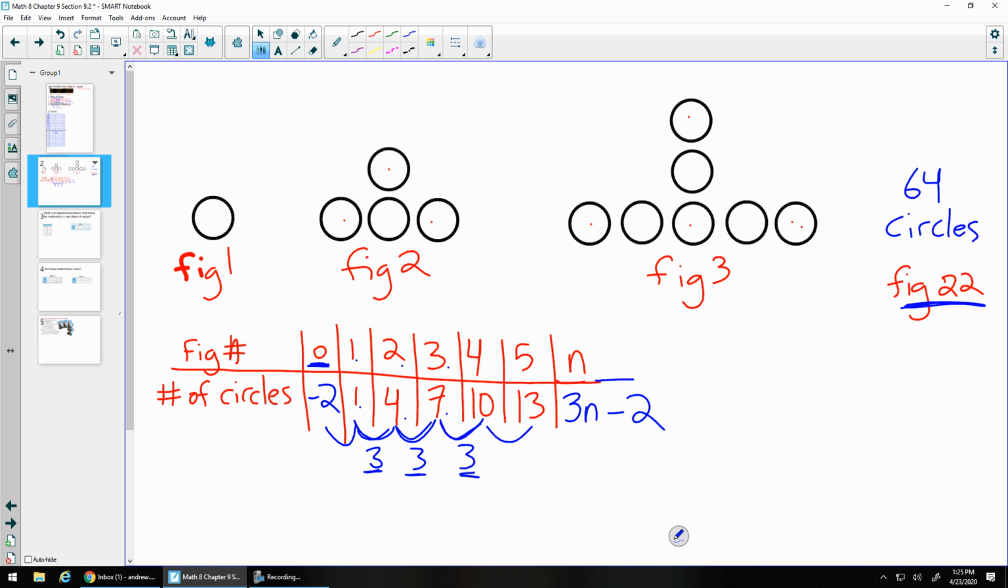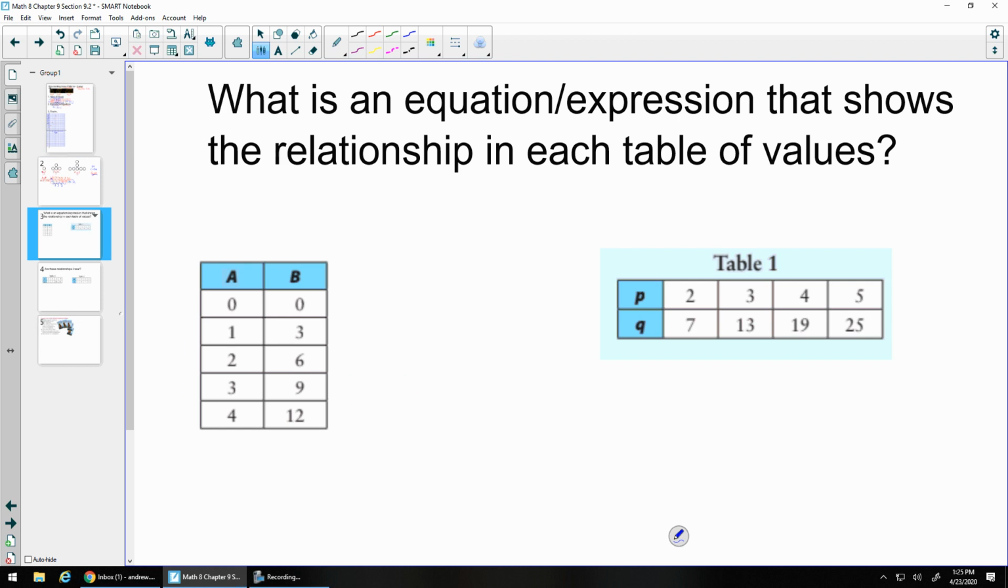Okay? Well, let's keep going. Okay, so what is an equation or expression that shows the relationship in each of these tables of values? Okay, so this one, the a value, since it's first, it's sort of like our x value. B is our y value. It's going up by 1 each time.